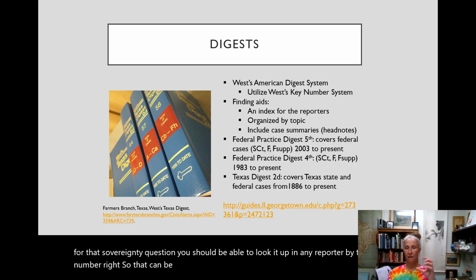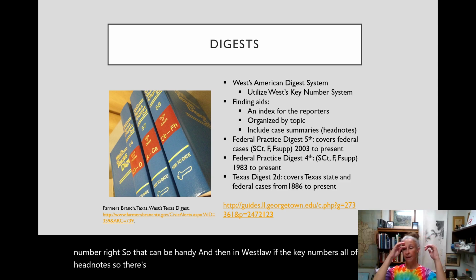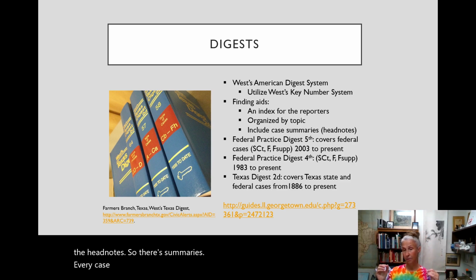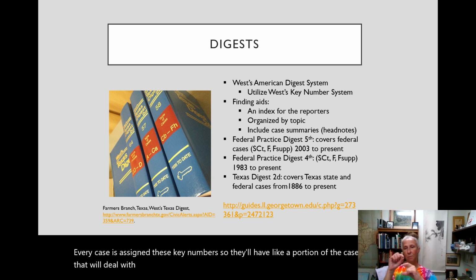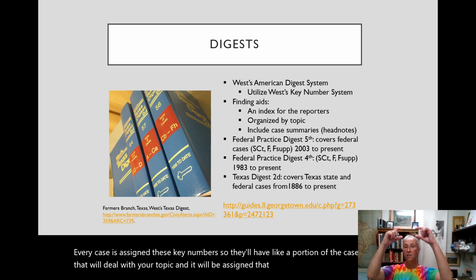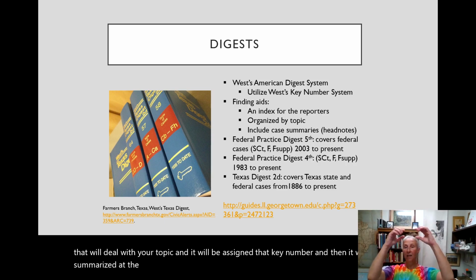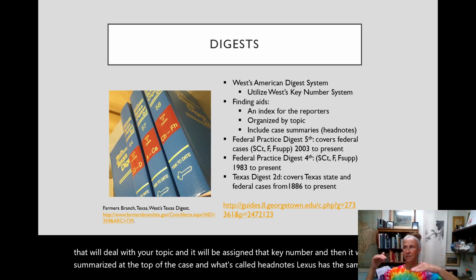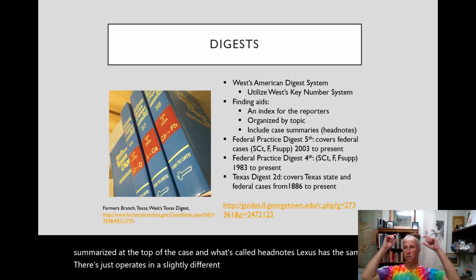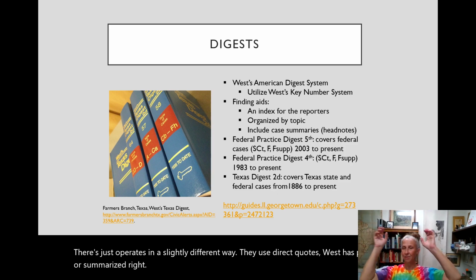And then in Westlaw, all of the head notes, so there are summaries. Every case is assigned these key numbers. So they'll have a portion of the case that will deal with your topic, and it will be assigned that key number, and then it will be summarized at the top of the case in what's called head notes. Lexis has the same thing. Theirs just operates in a slightly different way. They use direct quotes. West has paraphrase or summarized, right? That's really the only difference.